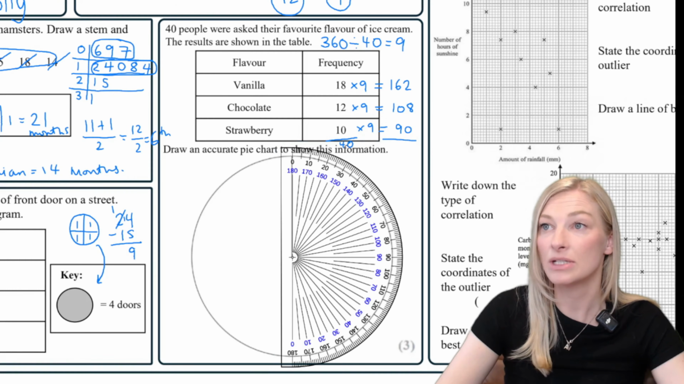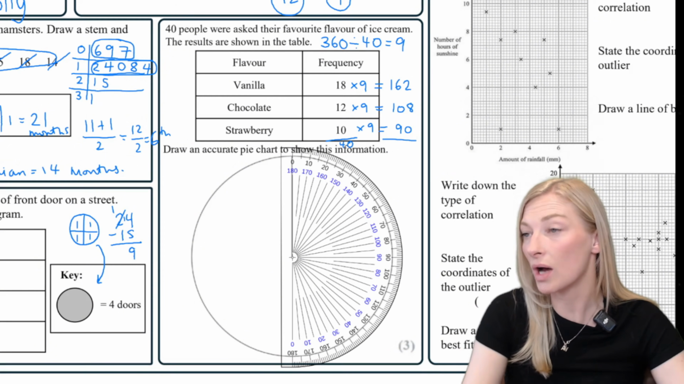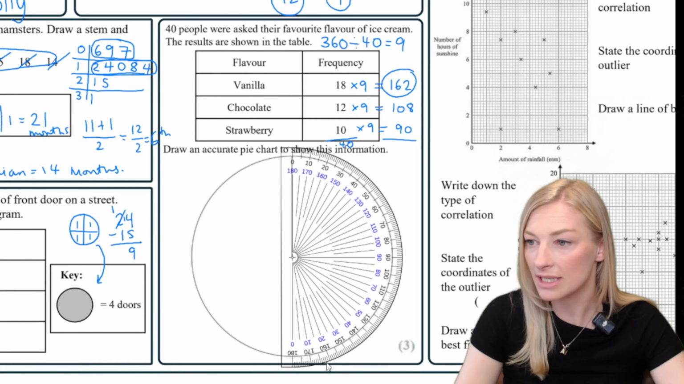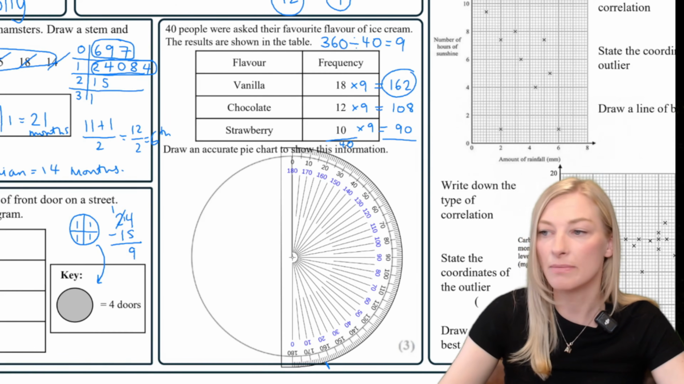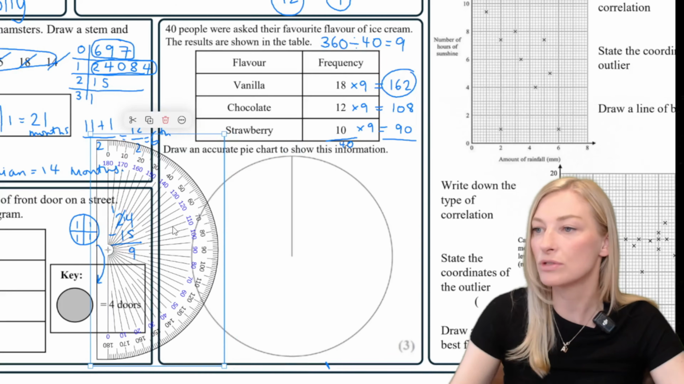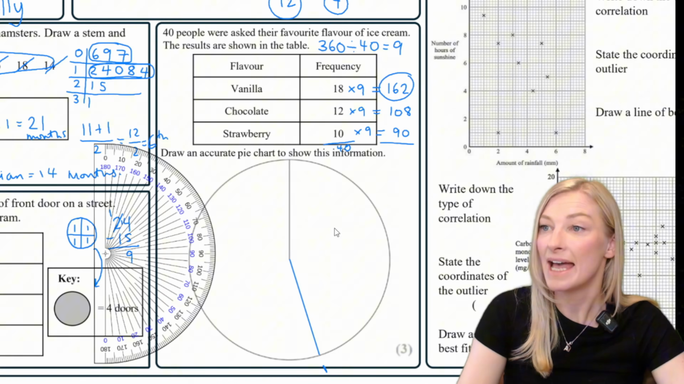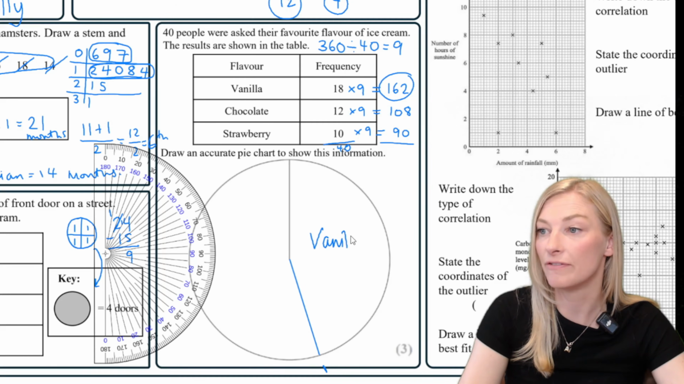And we're going to come round until we get to 162 for the first one. So I'm going to go round until I get to there. I'm going to make a mark. I'm going to move that protractor out of the way, and then I'm going to join that up with a nice straight line to there and label that first section vanilla.